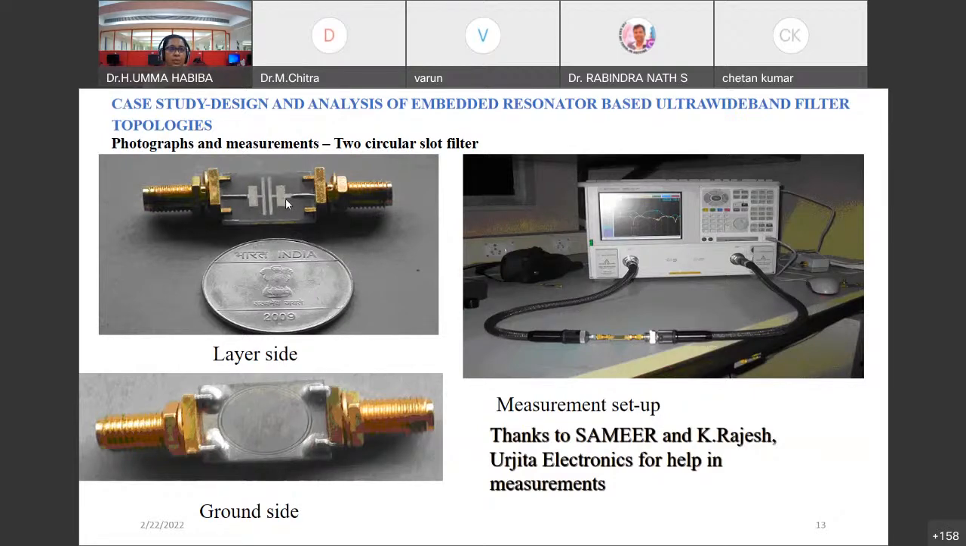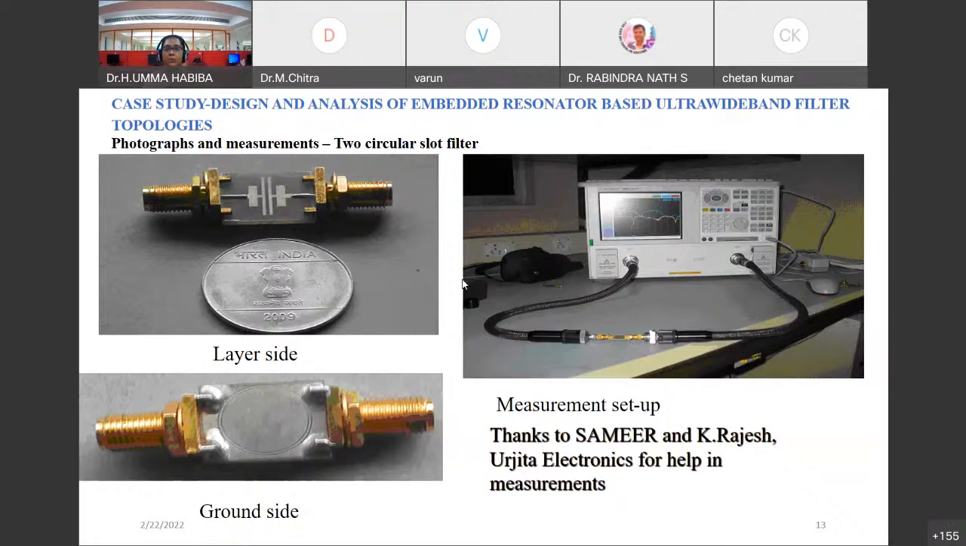So this is the front side of the filter, the band pass filter. This band pass filter consists of two vertical resonators, similarly another two short vertical resonators. And the backside of the filter consists of two circular slots. This is front side, this is back side. This is a band pass filter structure. This is a defective ground structure.